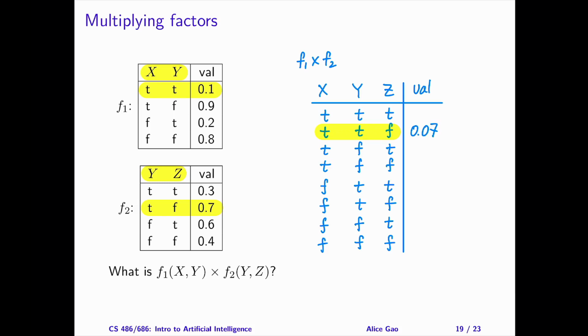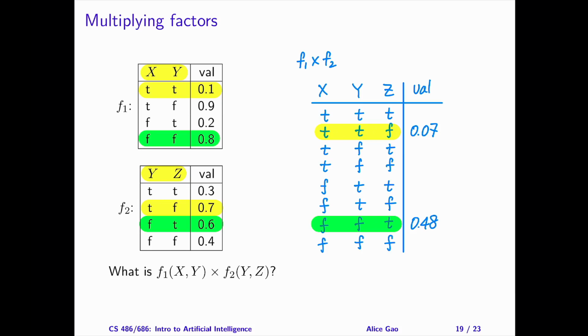Let me do another example. Let's consider the case when x is false, y is false, and z is true. In f1, I need the value for x is false and y is false. The value is 0.8. In f2, I need the value for y is false and z is true. The value is 0.6. Multiply the two values together, and we get the value 0.48. Put this into the corresponding row again.